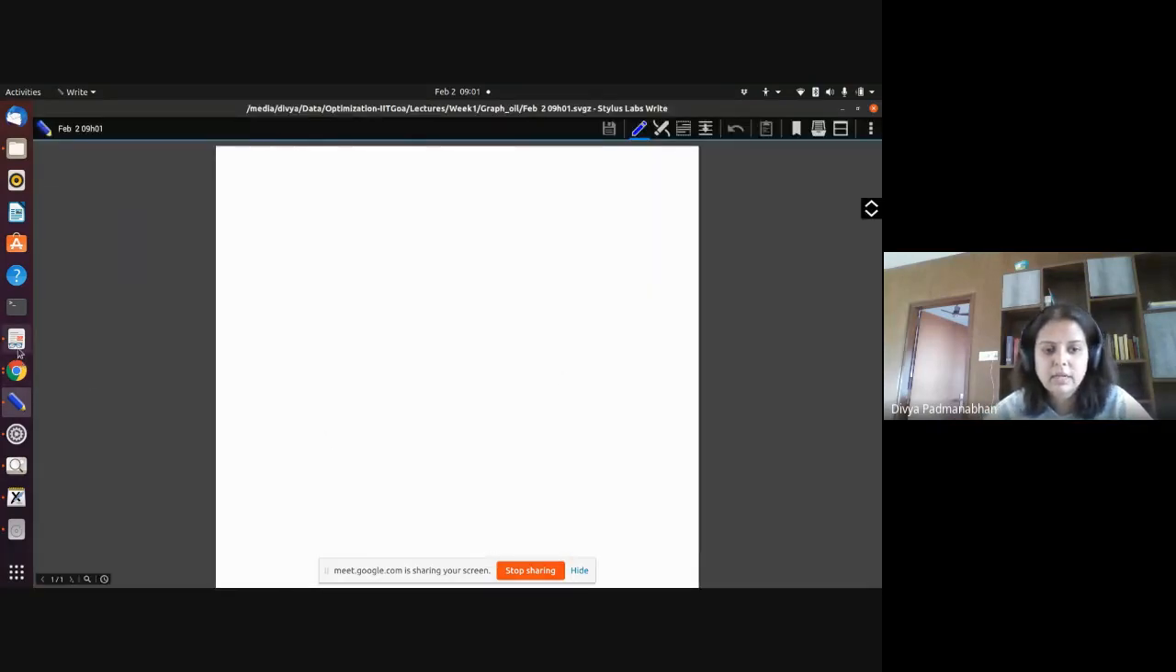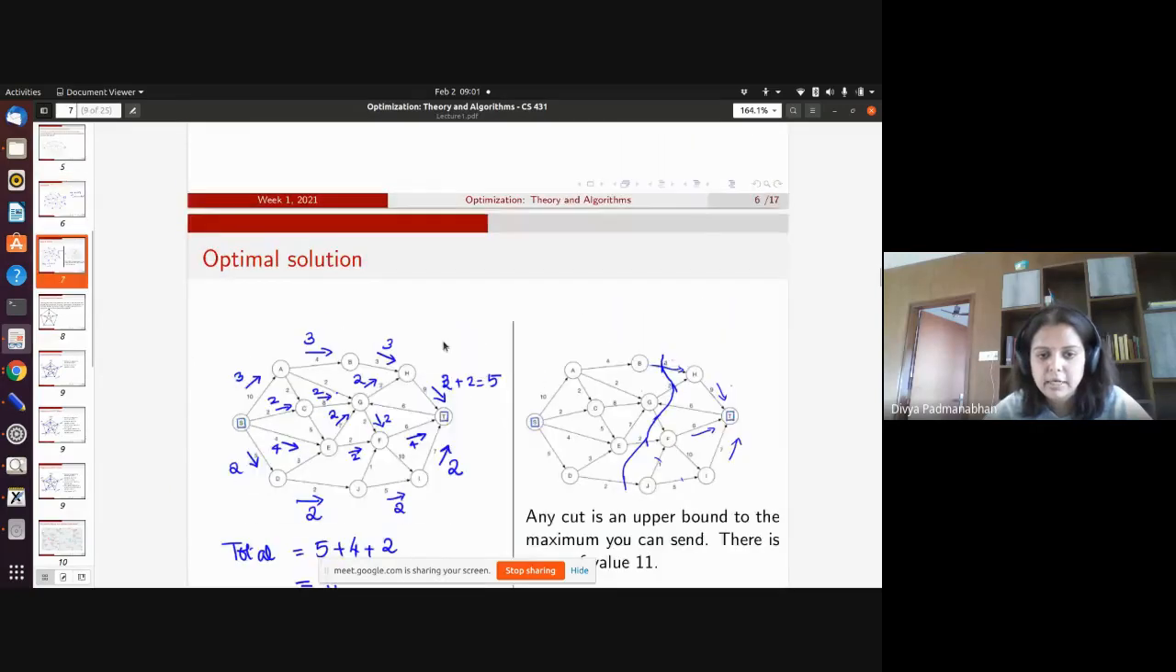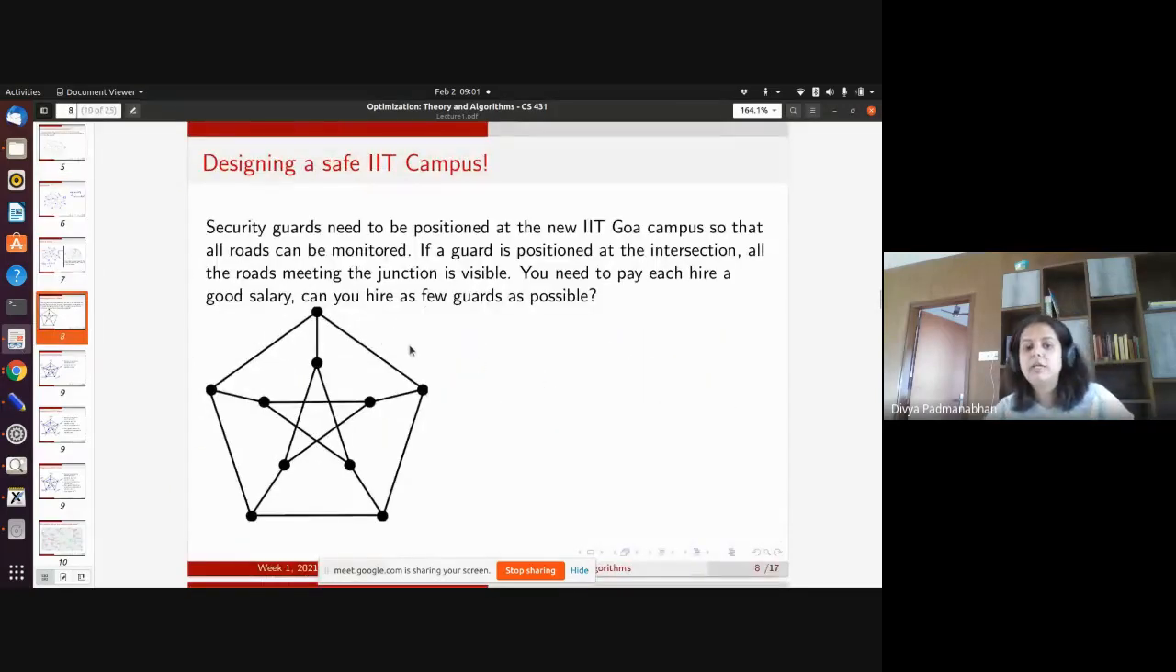Okay. So let's just try to write what happens for this problem where you need to position guards at each of the points and every road should be visible. So if you position a guard at this point, then all the roads are going to be visible. So you want to ensure that all roads are visible, and you want to minimize the number of guards you need. Okay, so can anybody want to attempt?